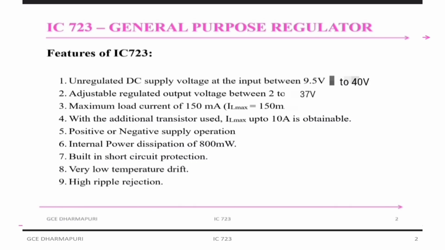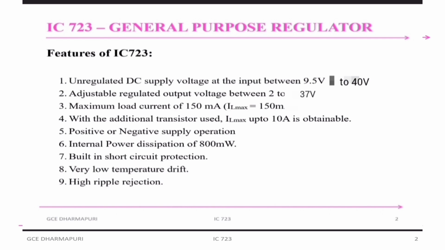In this video, we are going to discuss IC723, which is a general purpose regulator. Let us discuss the features of IC723 first. It requires an unregulated DC power supply voltage at the input, between 9.5 volt to 40 volt, and it will produce an adjustable regulated output voltage, between 2 to 37 volt.